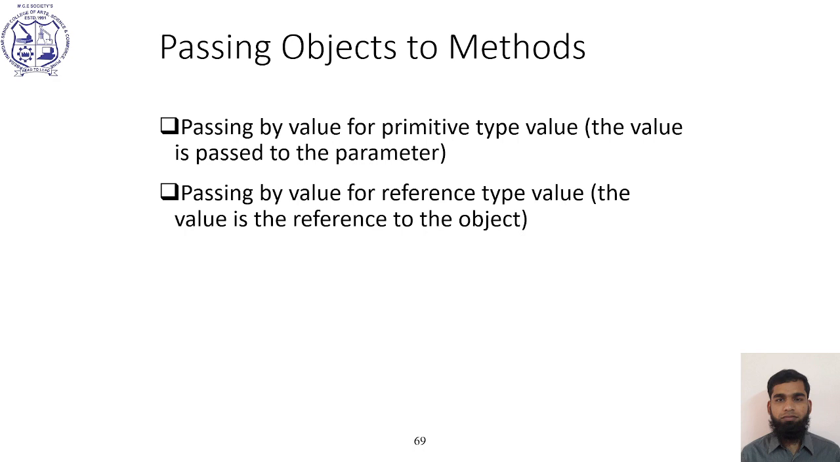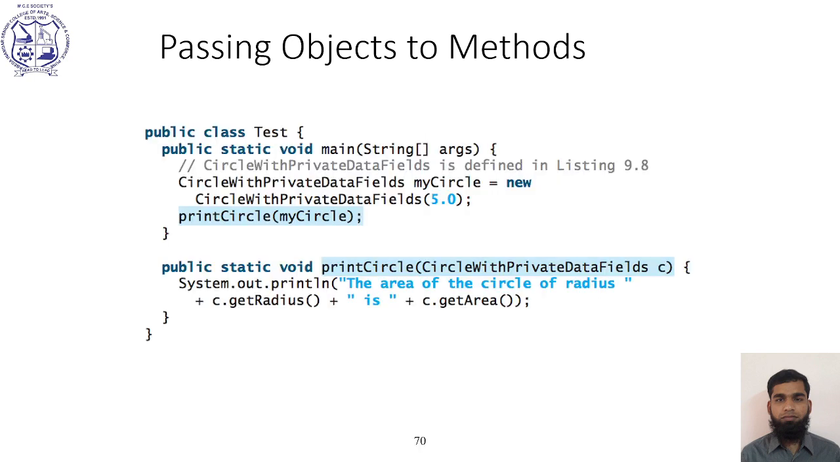Passing objects to methods. Passing by value for a primitive type value: the value is passed to the parameter. Passing by value for a reference type value: the value is a reference to the object. Understand? Whenever we pass by value a primitive type value, the value is passed to the parameter. We are assigning the value to the variable, or we can say we are assigning the value to the parameter. For a reference type value, the value is a reference to the object, meaning we are referring to that object.